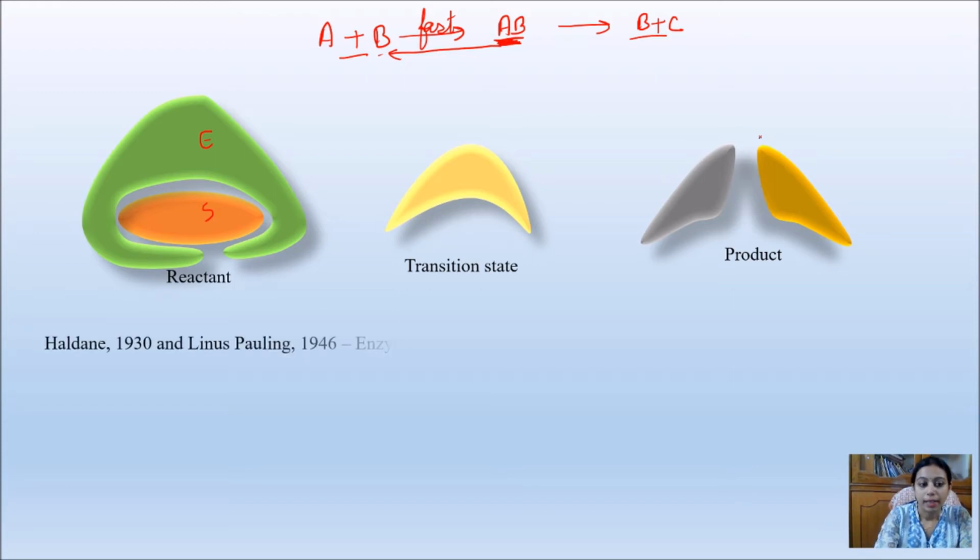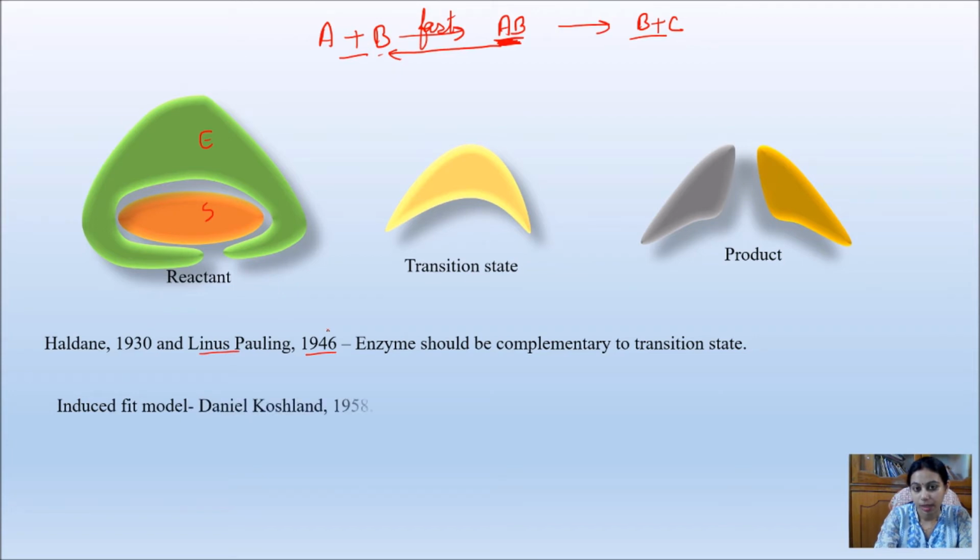So in 1930, Haldane was the scientist who proposed that the enzyme should be complementary to the transition state, not to the substrate, and this statement was well explained by Linus Pauling in 1946. Finally the most accepted model of the enzyme substrate reaction came into existence, which was proposed by Daniel Koshland in 1958.